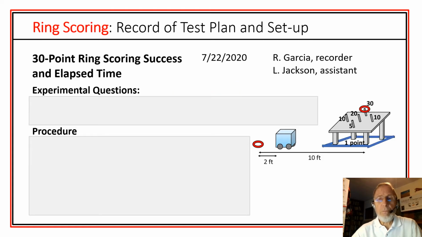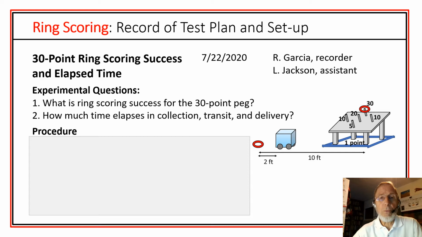Let's take some examples. The first example is one about the scoring. Let's assume that we had stated that our success in scoring points on the 30-point peg would be a certain success rate, but also would be accomplished in a certain period of time. So therefore, a test would be, let's find out what the scoring success and elapsed time are for this kind of scoring. So what would the questions be here?